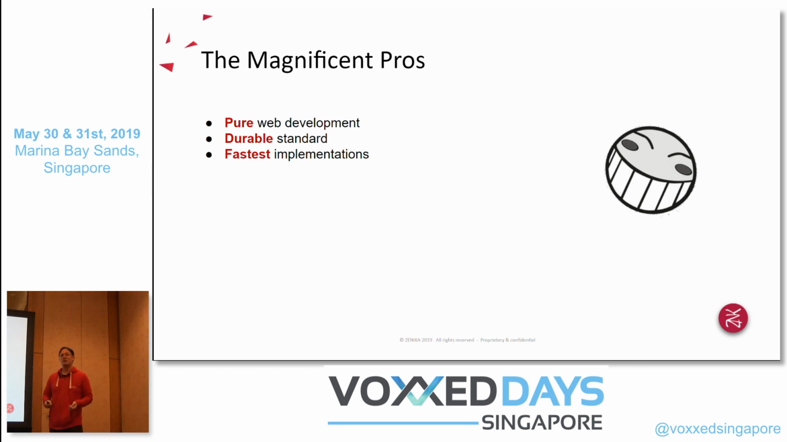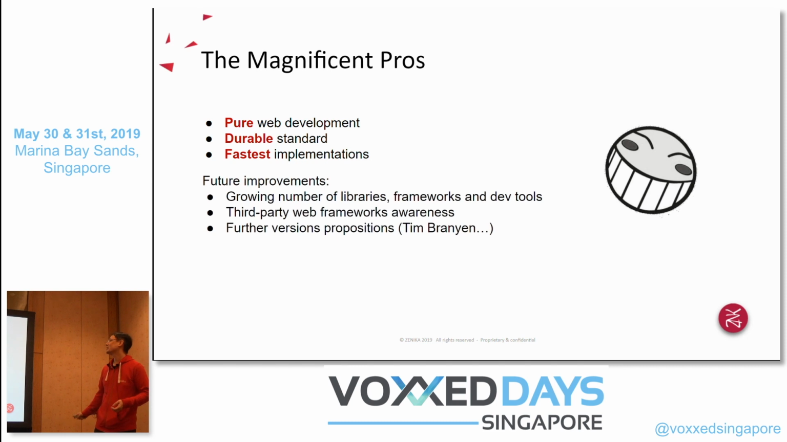We have the fastest implementations out there. We don't need an additional layer. We do whatever we want. We're free. We code for the browser itself. And we have future improvements incoming. We have a growing number of libraries. We have design systems coming in. We have initiatives from companies because they understand the value of web components. And we have third-party web framework awareness.